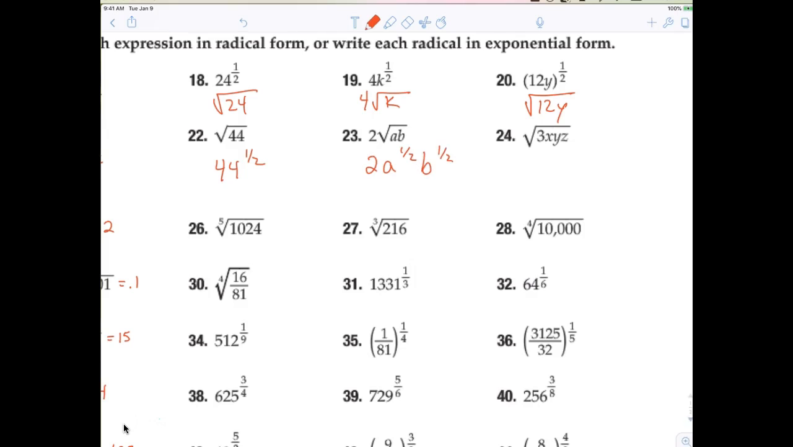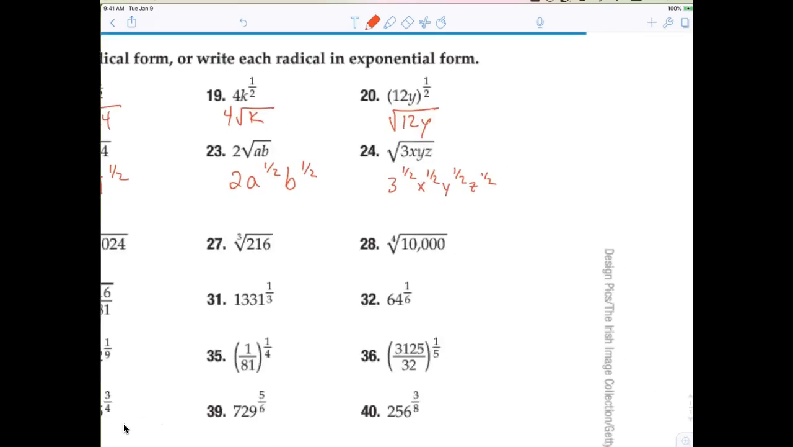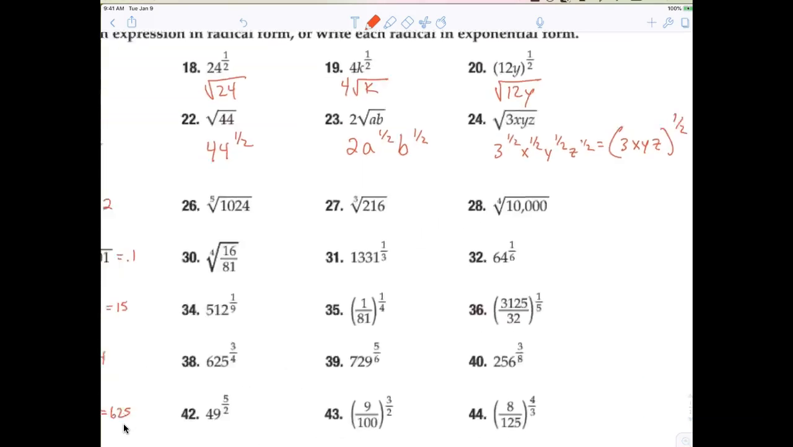Everybody see that? And then 24, we would say 3 to the 1/2, x to the 1/2, y to the 1/2, z to the 1/2. Or if you wrote 3xyz to the 1/2, those are what we say are equivalent. Means the same thing. Anybody have any issues? All right, it's going to be real simple on the test. Very basic, nothing hard. You just have to know the basics. Okay? All right, if you can do this page, they'll be easy.